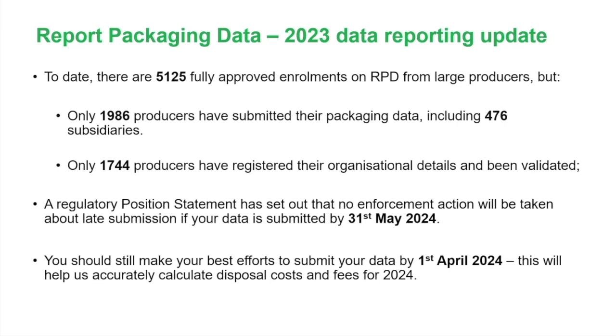Of the 5K or so that have already enrolled, a little short of 2,000 producers have submitted their packaging data, and that includes 476 subsidiaries as well. Remember, there is a little bit of nuance and choice for producers as to how you report that data if you are a group of companies reporting for subsidiaries. We've only got 1,744 producers that registered their organisational details and had those validated as well. So you can see there, that's a little bit south of where we'd expect it to be at the moment.